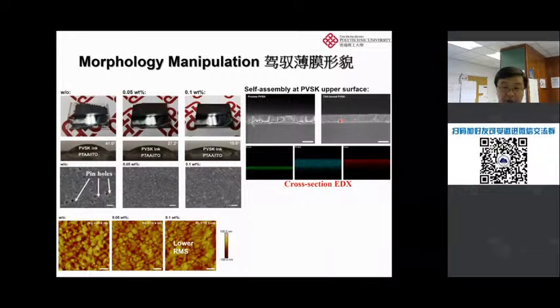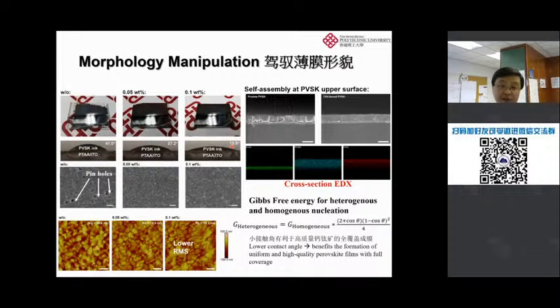It's very good. And we also want to point out the contact angle of the perovskite ink on top of PTAA. This one without surfactant is big, and it becomes smaller and smaller when the amount of surfactant increases. And according to the Gibbs free energy for this heterogeneous nucleation, we can see that when the contact angle gets small, you get better coverage and better film formation there.